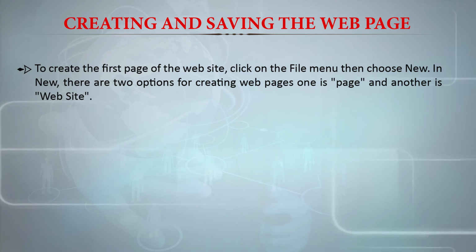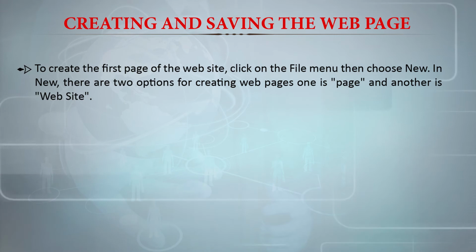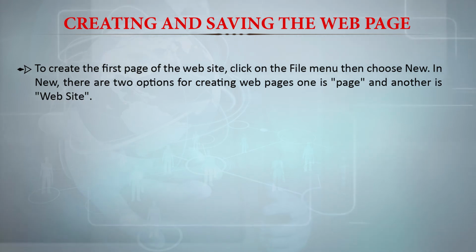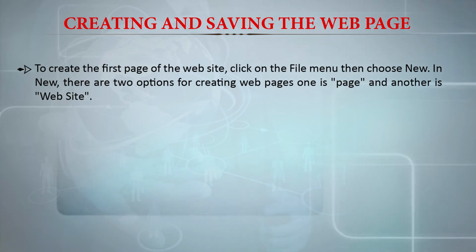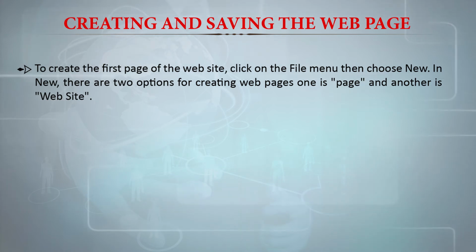In the new option, there are two options for creating the web pages. One is page and another is website. There is a lot of difference between a website and a web page. A website is a collection of web pages, and if you take just one fundamental portion of the website, that becomes a web page. So if you go to any website, it consists of a large number of web pages.